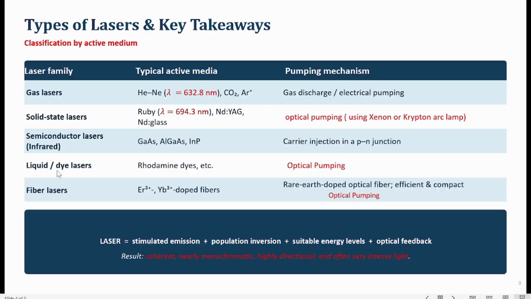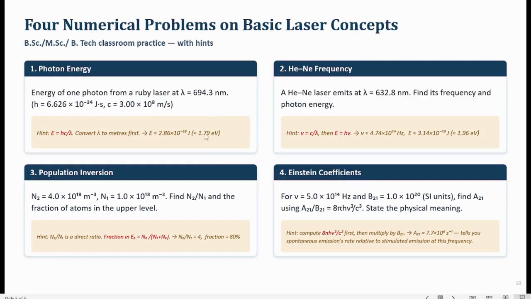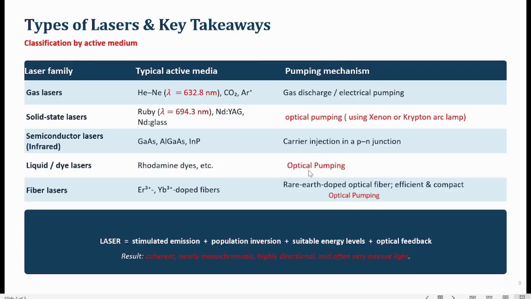Then for the case of liquid or dye lasers, rhodamine dyes are actually the active media, and optical pumping is used for the creation of population inversion. Then there are some fiber lasers also. These are actually rare earth doped optical fibers, and these utilize optical pumping for establishing the condition of population inversion.